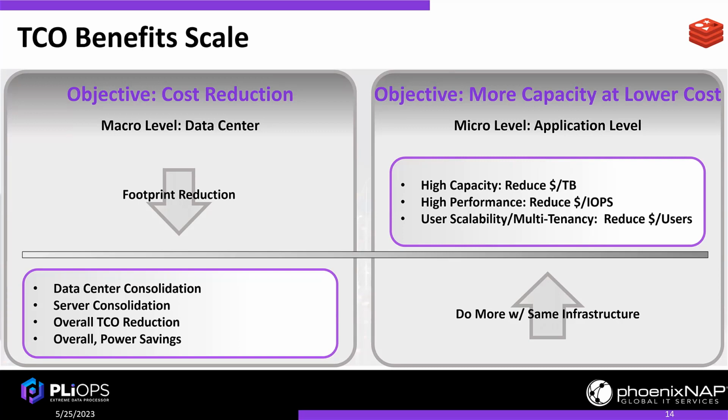Sometimes you have the budget to buy the servers, but you can't get them because of lead times and shortages, etc. On the right, if you can do more with the same infrastructure, you get high capacity, reduced dollar per terabyte. You have high performance, which is reduced dollar per IOPS, user scalability, and multi-tenancy, which means reduced dollars per user.